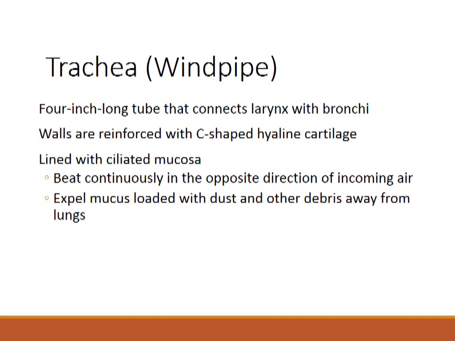Onto the trachea, which is our windpipe. The trachea is about a 4-inch long tube that connects the larynx to the bronchi and the lungs. The walls are reinforced with C-shaped hyaline cartilage, and it's lined with ciliated mucosa. And this ciliated mucosa is there to help keep foreign objects, dust, or debris out of the lungs. The way that it works is that the cilia on the mucosa beat continuously, but they beat in the opposite direction of the air coming in.